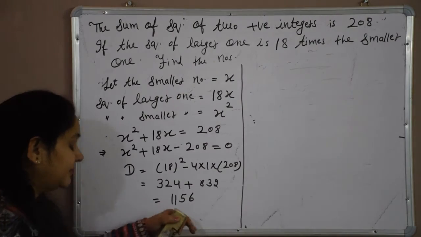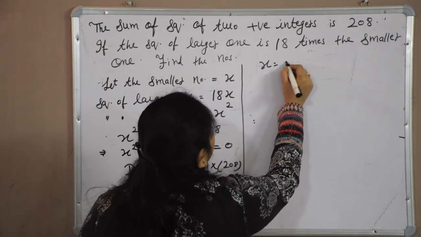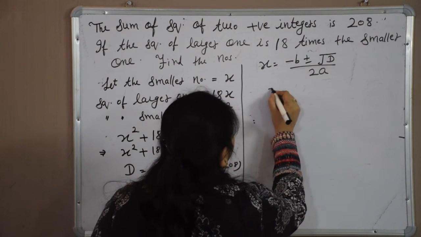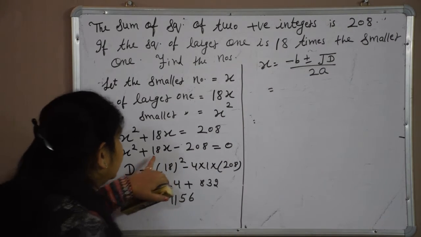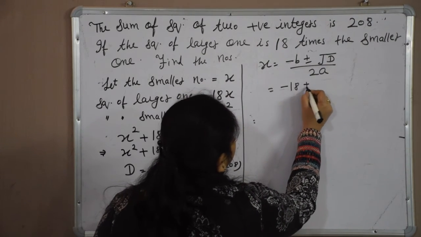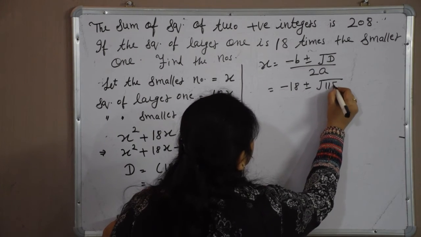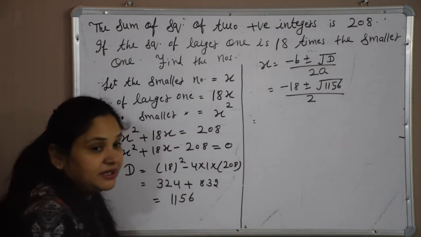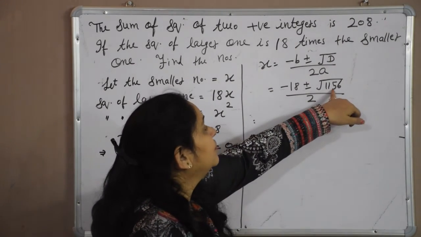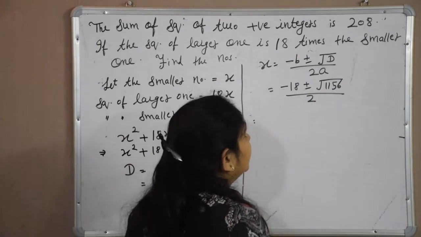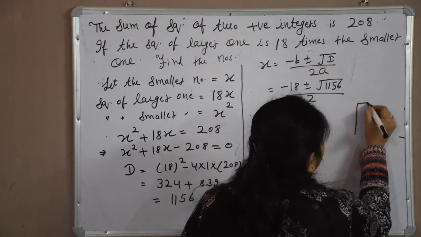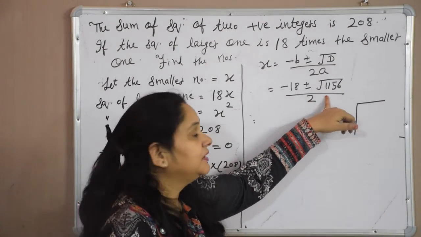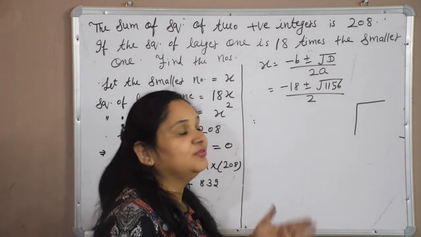We got 1156 and our quadratic formula is x is equal to minus b plus minus under root d divided by 2a. So minus b. Here our b is plus 18, it will become minus 18 plus minus under root of 1156 divided by 2a. A is 1, so it will become 2 into 1. So now our aim is to find the under root of 1156. How can we find it? I think you all know how we can find the square root of any number, but just for recall I am telling you once again.